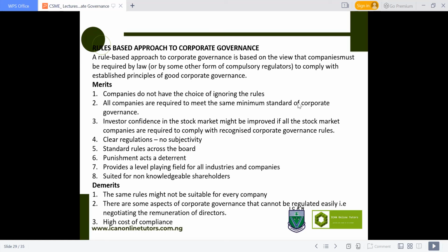But it also has disadvantages as well. Same rule might not be suitable for every company. That's one of them, because their size is different, their nature of business is also not the same. So asking them to comply is a problem. It's a problem.